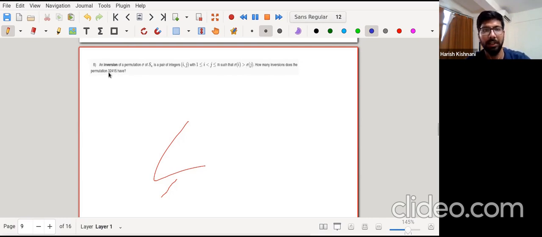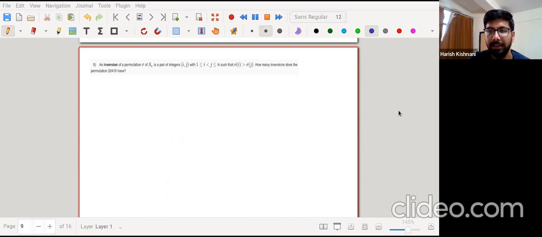First of all, can you find at least one inversion? You need to give me a pair i, j such that sigma(i) is greater than sigma(j). There are plenty of such pairs I can tell you, but let's first get your answers. How many can you get? You can write it in the chat as well. You can speak up. Whatever way you want to respond, you can do.